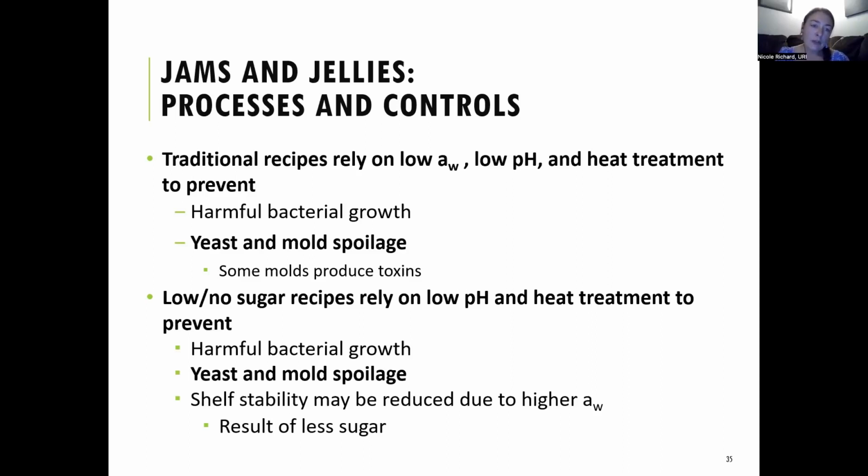There's also low sugar recipes, which are really popular these days because people try to monitor some of their sugar, especially if they eat a lot of it. And these low sugar recipes rely on a different pectin, which allows for the jam to still solidify without having as much sugar added to bind all the water. So you still have a low pH and you still have the heat treatment to prevent harmful bacterial growth. And you still have the potential for yeast and mold spoilage.